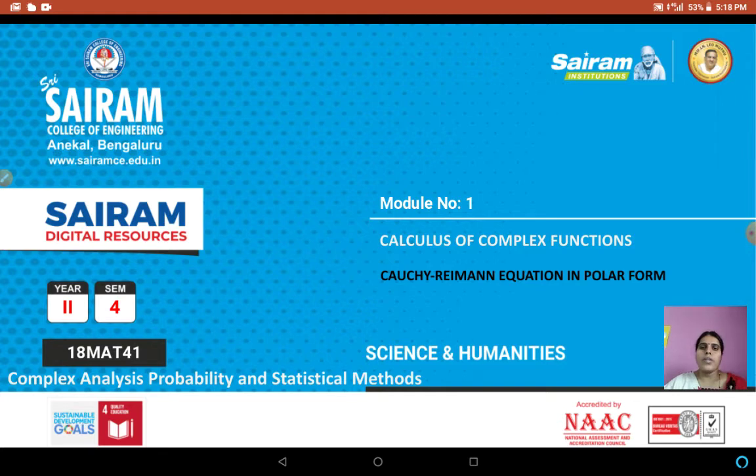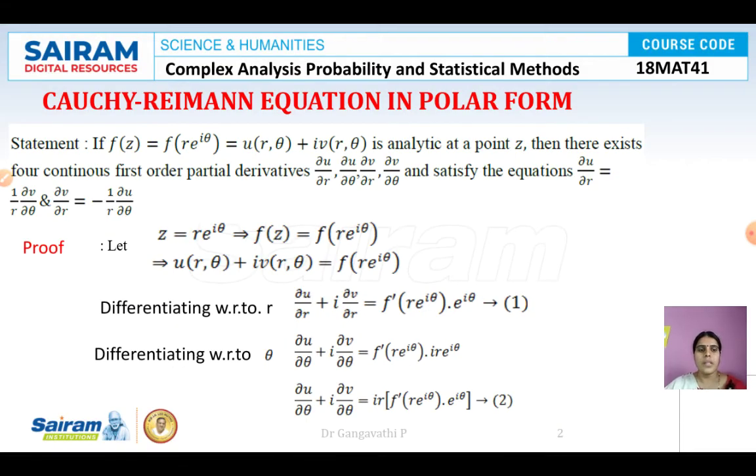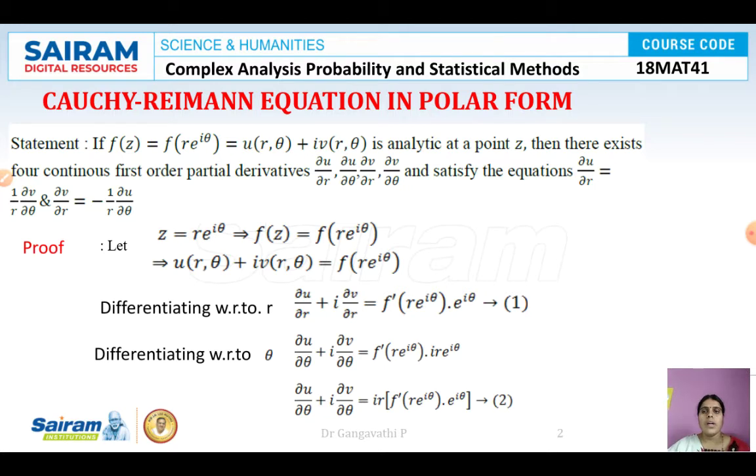Today again we're going to discuss the fourth semester mathematics, that is complex analysis, probability and statistical methods. In this module, in the last session we discussed the Cauchy-Riemann equations in Cartesian form. Today in this session, let us discuss the Cauchy-Riemann equations in polar form. Here, let us see the statement.